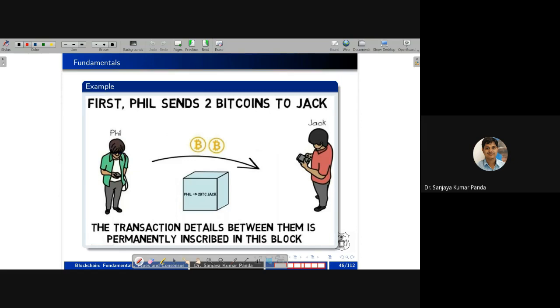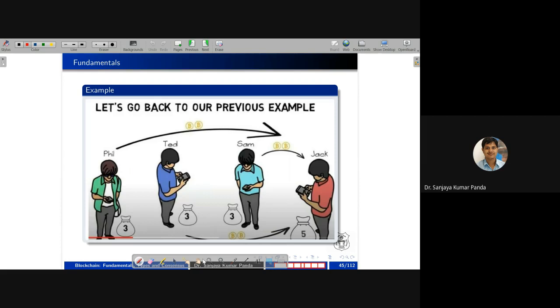And assume that, for example, I have not shown this particular slide. So you can see, assume that before making any transaction, as they decided to split the amount, suppose Phil has 3 Bitcoin, Ted has 3 Bitcoin, Sam has 3 Bitcoin, and Jack has 5 Bitcoin, right?